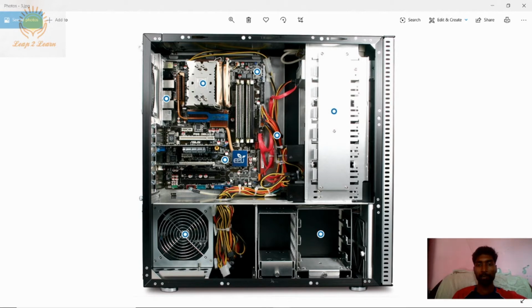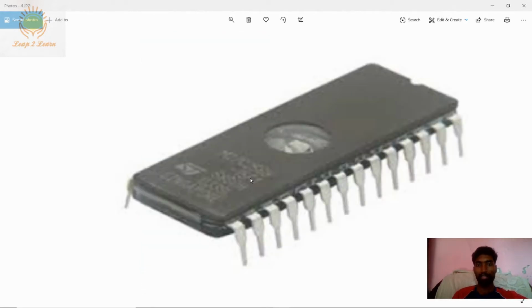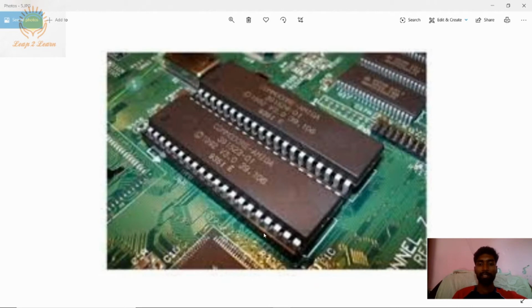Here, can you see? This is a ROM, this is the physical structure of a ROM. ROM will be like this, and it is installed in the motherboard in this way. Wherever we can see, this is a ROM. Now we can see the types with more explanation.